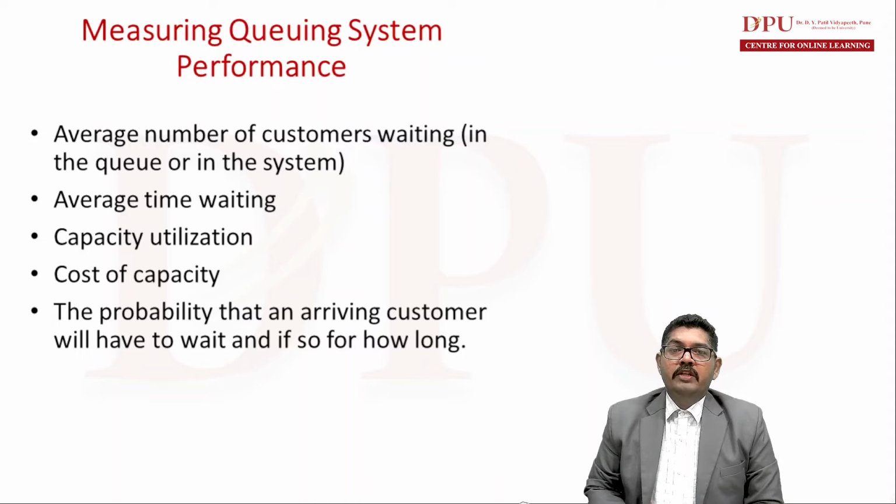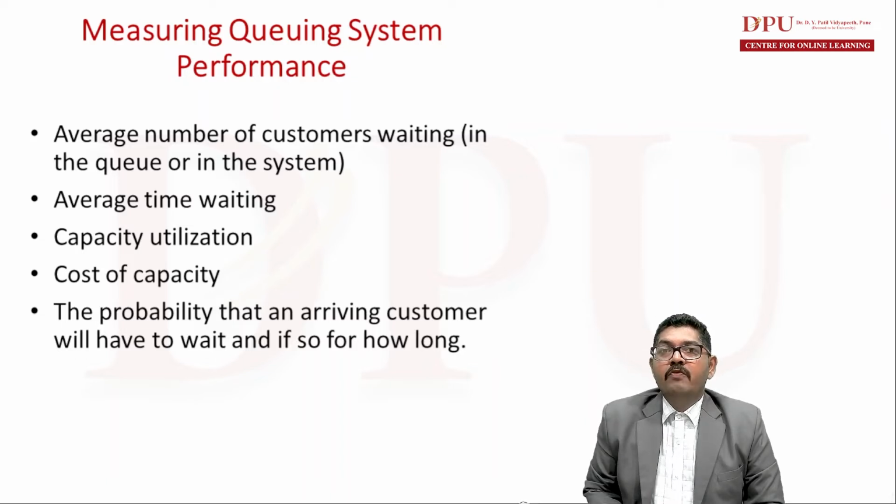Then measuring queuing theory performance. We must understand and measure the performance of the queuing system, and if the performance is not satisfactory, we should make some necessary changes so that we can increase the performance, and by doing that we can improve customer satisfaction. So the average number of customers waiting in the queue or in the system: we can find out how many customers are waiting in the queue. If this length is very high, then we have to modify the system, we have to add one more server. Average waiting time: what time a customer has to wait.